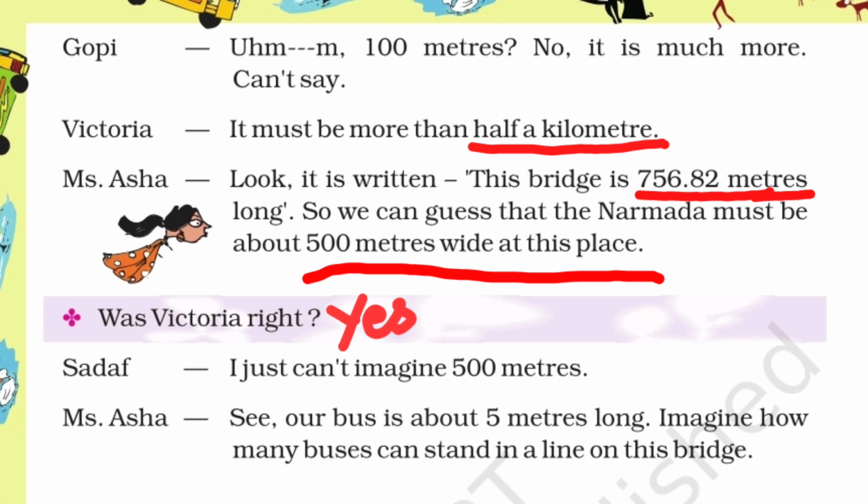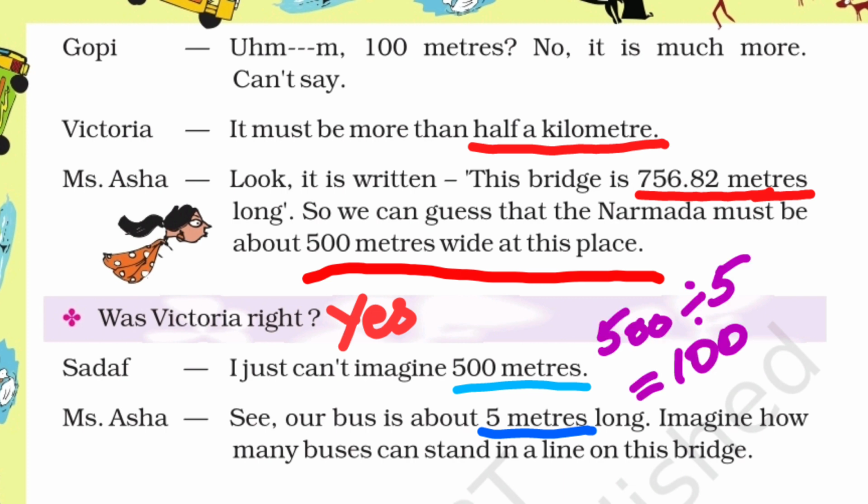Now Sadaf said, I just can't imagine 500 meters. So the teacher, Miss Asha, replied, see, our bus is about 5 meters long. Imagine how many buses can stand in a line on this bridge. So the bridge is 500 meters and the bus is 5 meters long. So if we divide 500 by 5, we get 100. So 100 buses can stand in a line on this bridge.